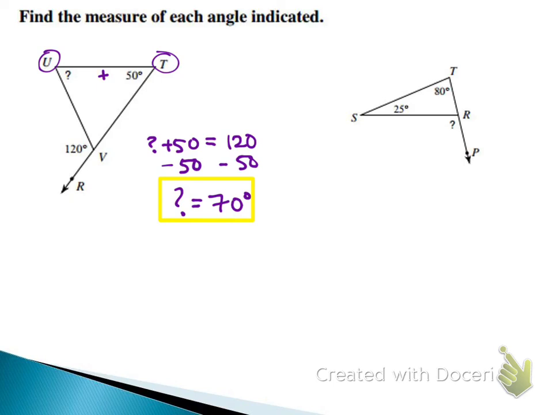All right, our last problem of the day. We're going to find this question mark. What are the letters of the 2 non-adjacent interior angles? S and T. So we're going to add them, and they will equal the exterior angle. So what is 25 plus 80? 105.